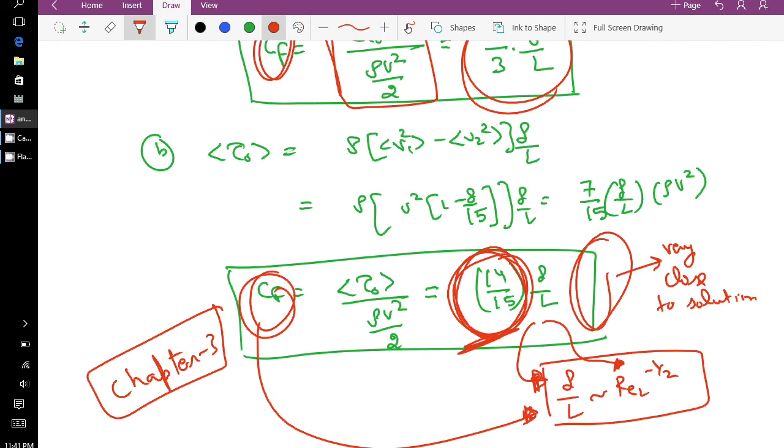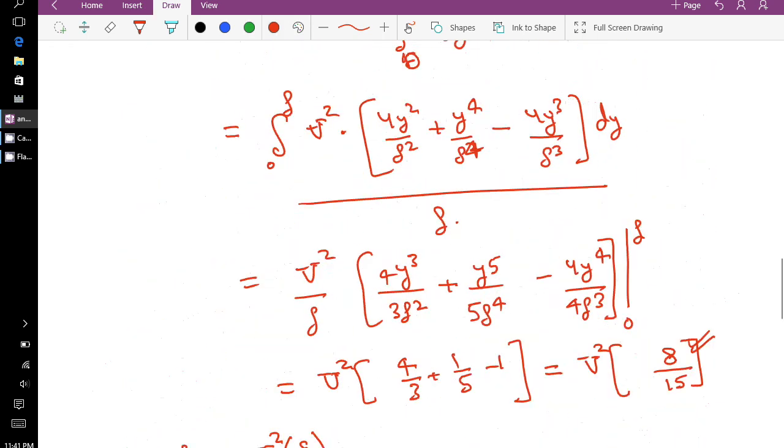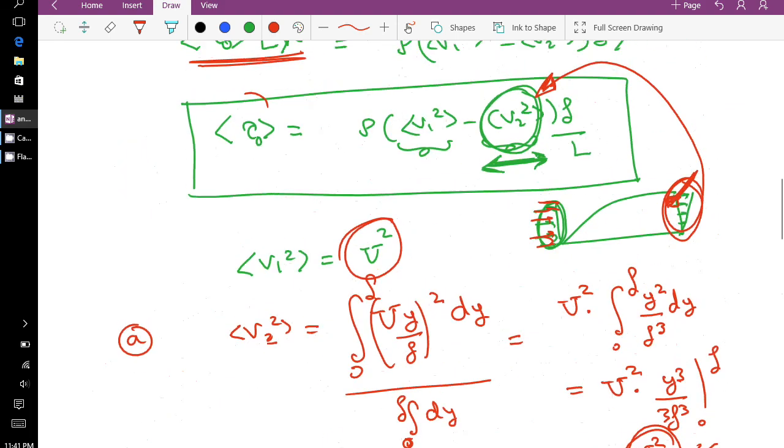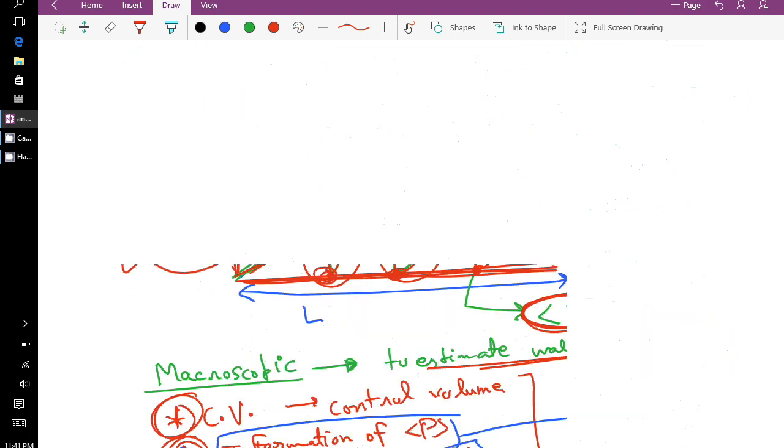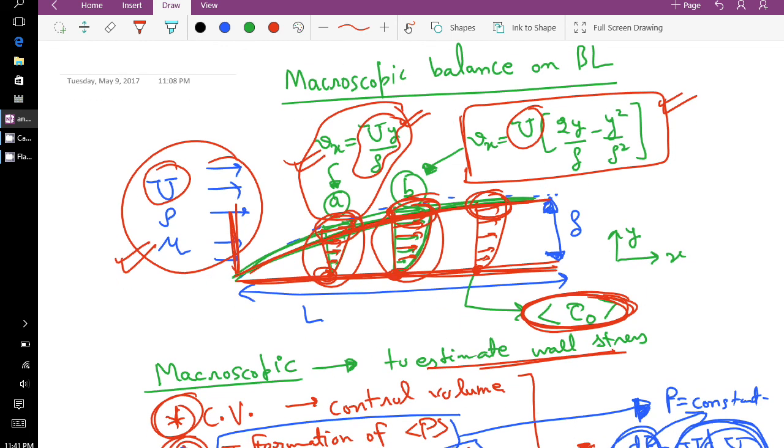So I hope this was an interesting example. We thought it would be useful for you to go through a boundary layer and do a macroscopic balance on it, and actually see why there is a drag. If there is a drag, it is because of the mean square of the velocity, and then we have to consider the velocity profile to calculate the drag. And hopefully this exercise is interesting and useful.